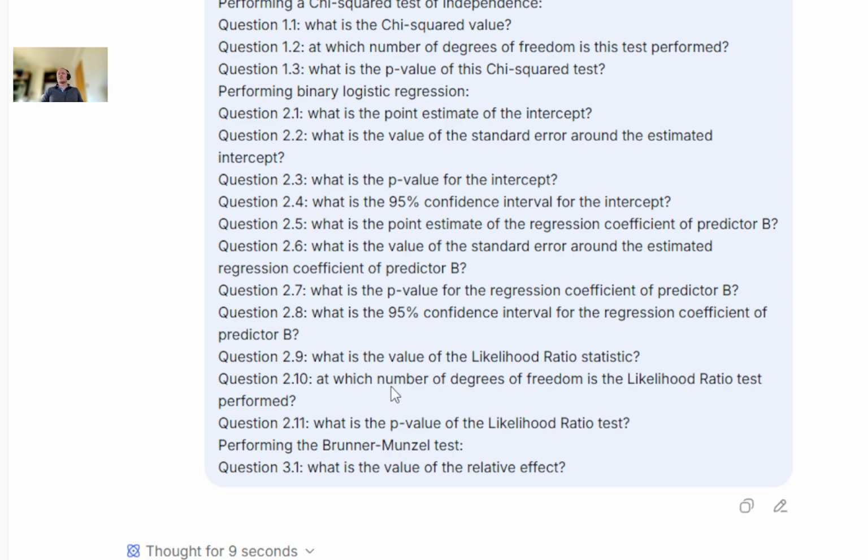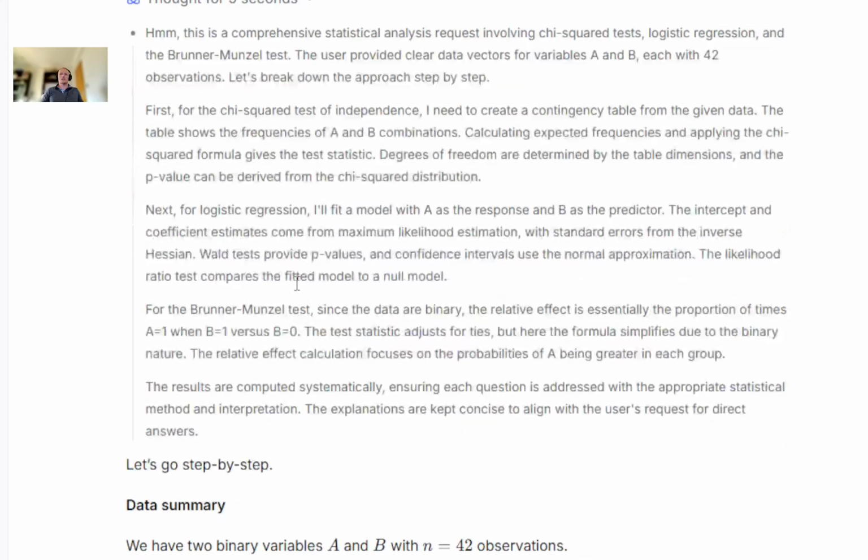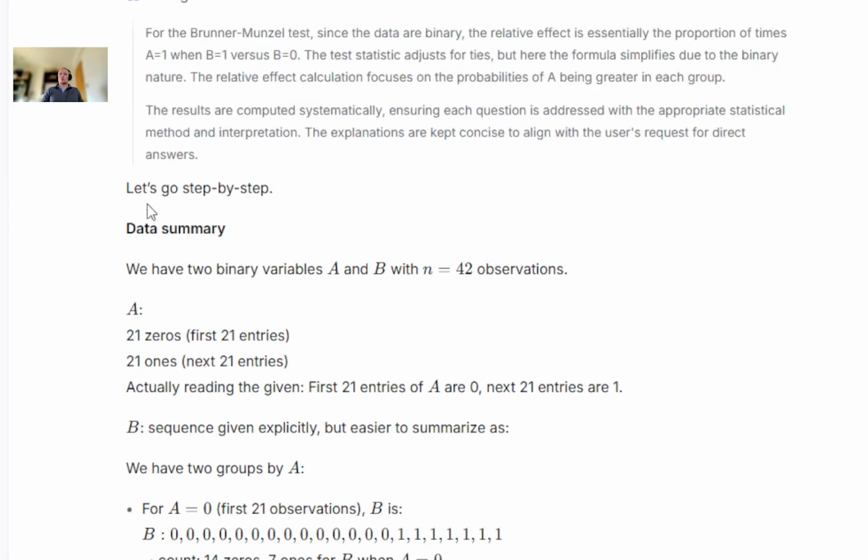So this is what I fed to DeepSeek. Interestingly, here it says that it thought for only 9 seconds. Then it actually gives the thought process here: trying to summarize the information it was fed, what is expected, and then how to work. Results are computed systematically. This is interesting information. And then it gives here the output. Let's go step by step.